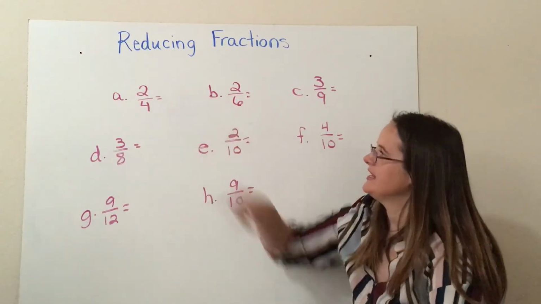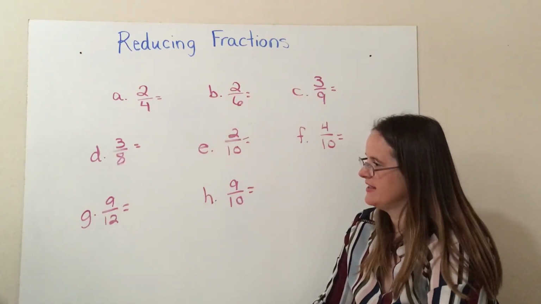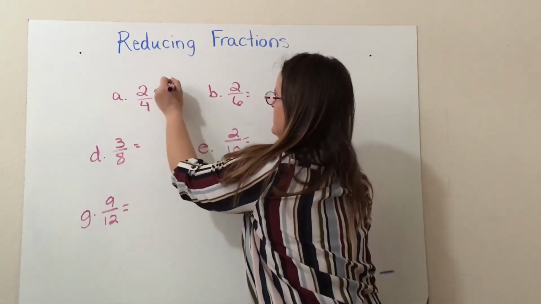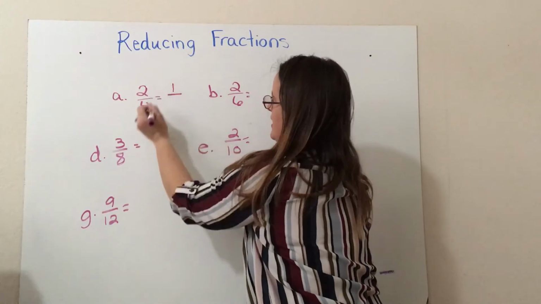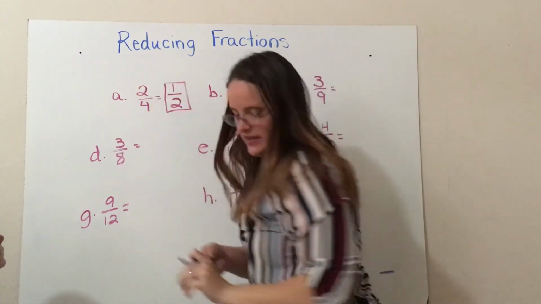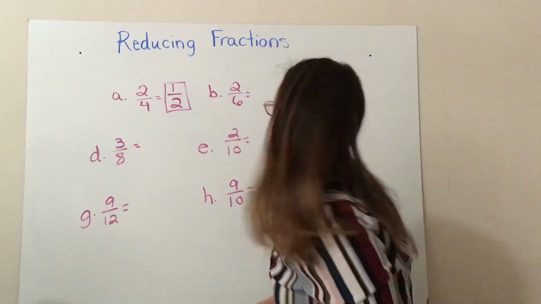Nyla, what can I divide both 2 and 4 by? 2. I can divide them by 2. So what's 2 divided by 2? 2 divided by 2 is 1. And what's 4 divided by 2? 2. So my answer is 1/2. Let's do it in a different color so the answers really pop out.